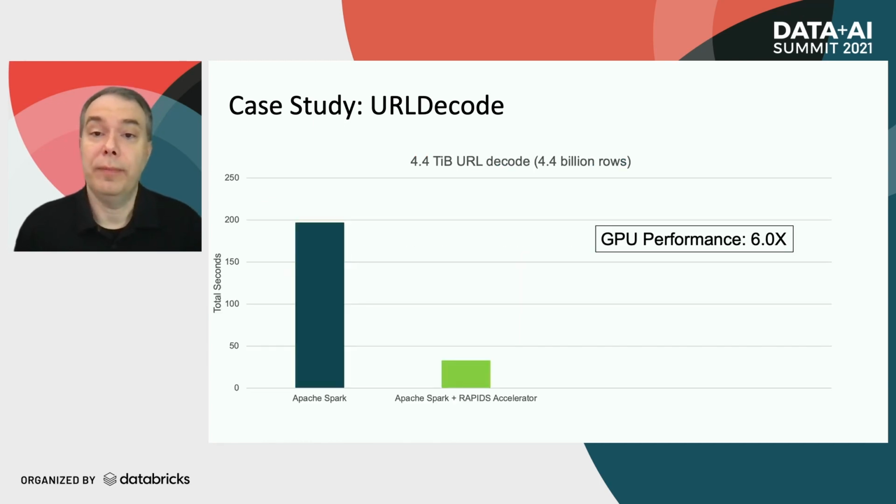Now, how does it perform? So we tested this on that same EGX cluster I mentioned earlier, the 8-node cluster, with 4.4 billion rows, about 4.4 terabytes of data. And it was 6 times faster. You can see the CPU version is almost 200 seconds. The GPU version was about 33 seconds, 35 seconds. And so it was almost exactly 6 times faster with not a lot of code. So it was a pretty nice payoff.